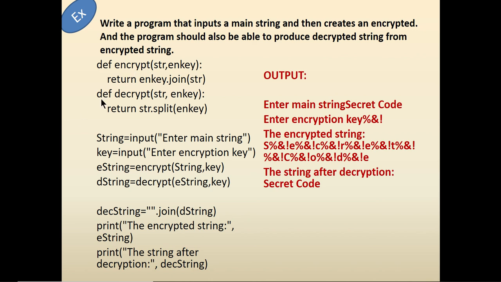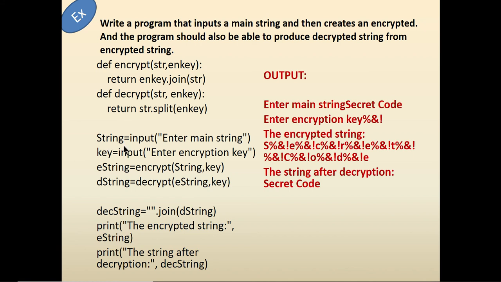And there is another function, def and then decrypt. So again it will take two parameters, str and then the encryption key, n key. What value is it returning? Return str dot split of n key, which means, when you use a split function, it will split the particular string, whatever the string, based on the character that you are passing, and it will give you a list of strings. So these two are the functions. I have used a join function and then a split function.